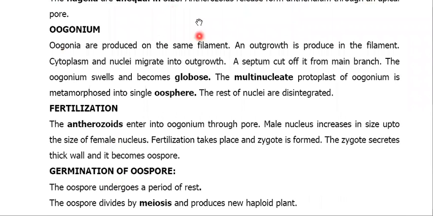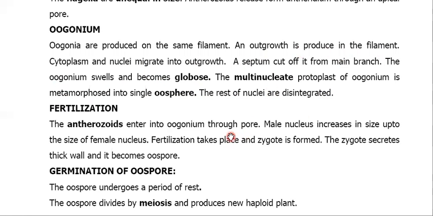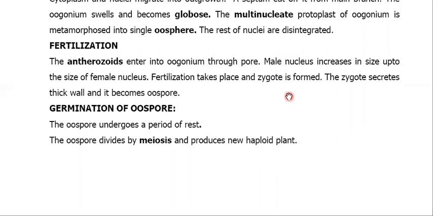Oogonium. Oogonia are produced on the same filament, and an outgrowth is produced in the filament. Cytoplasm and nuclei migrate into the outgrowth. A septum cuts it off from the main branch. The oogonium swells and becomes globose. The multinucleate protoplast of the oogonium is metamorphosed into a single oosphere. The rest of the nuclei disintegrate. Then comes the fertilization and germination of the spores.